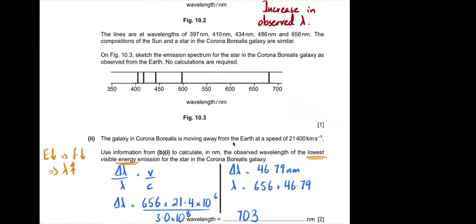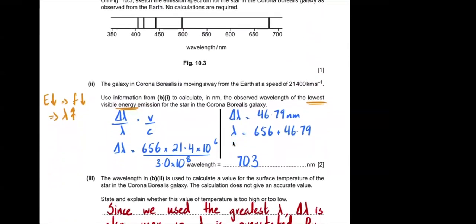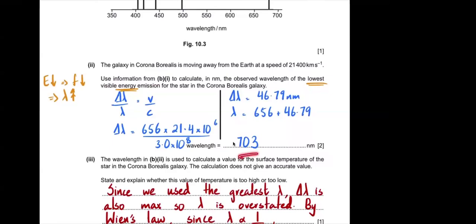So to find this, since I know v, I can use the relationship delta lambda over lambda equals v over c. So corresponding to this lambda value, I find the delta lambda. Because this is an increase in the observed wavelength, I know this would be added on to what the value was. So it turns out to be 703 nanometers.